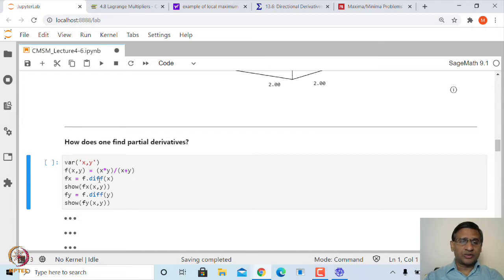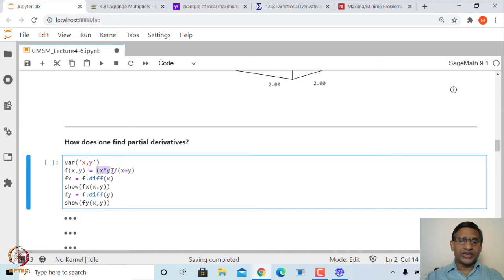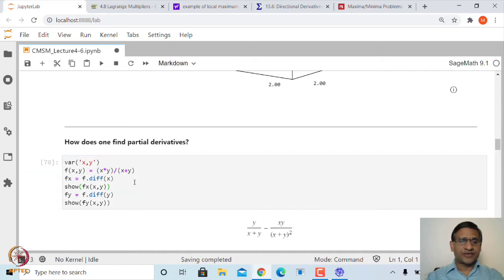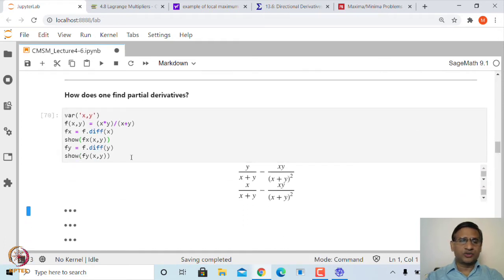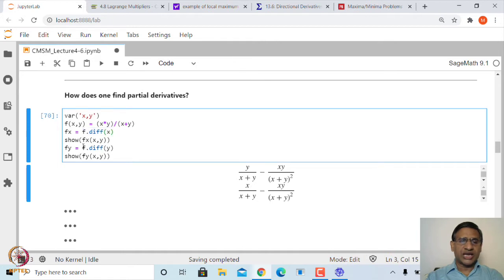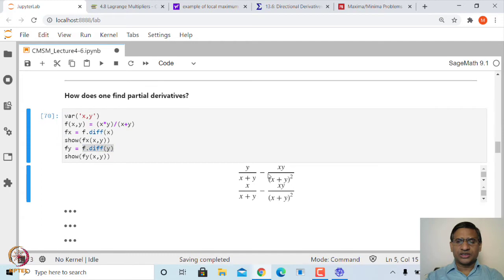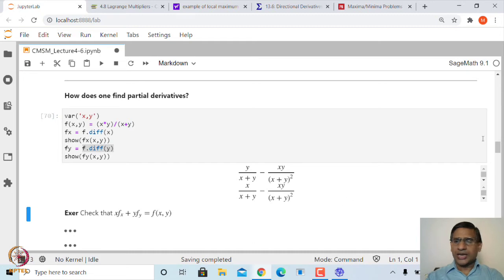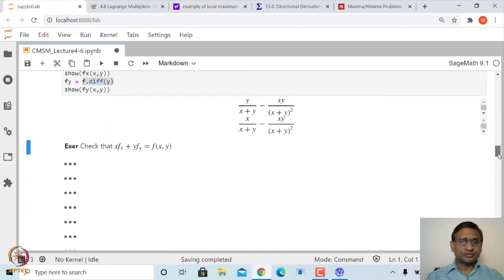So for example, look at the function f(x,y) = xy divided by x plus y, and we can find the partial derivative of this with respect to x and y using f.diff with respect to x and f.diff with respect to y. So this is the partial derivative of f with respect to x, this is the partial derivative of f with respect to y, right?